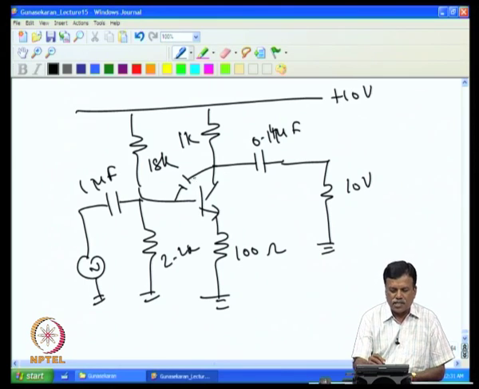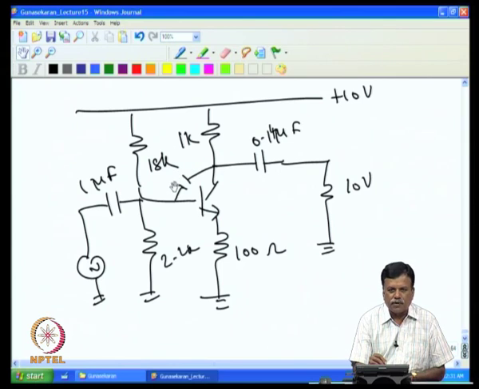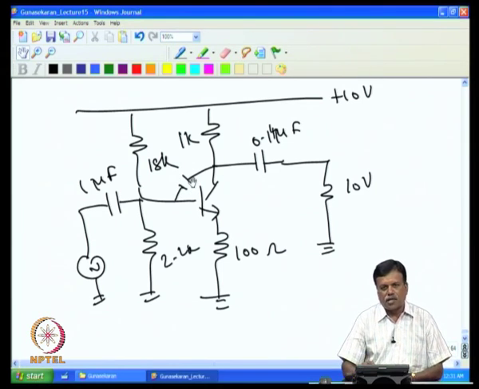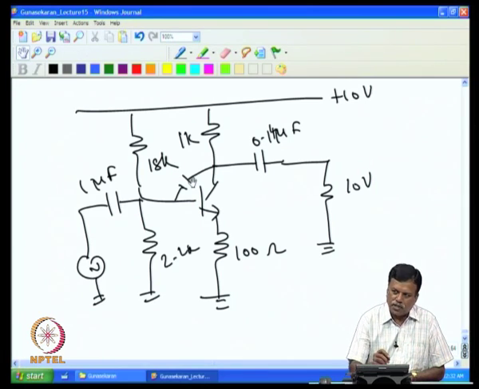But this capacitor effect is not significant at 1 kilohertz. So, one need not worry about that. In high frequency amplifiers, they do have to worry about the effect of this as well. So, at this point, we are not looking at the design of a high frequency amplifier. So, we are not bothered about this capacitor effect.